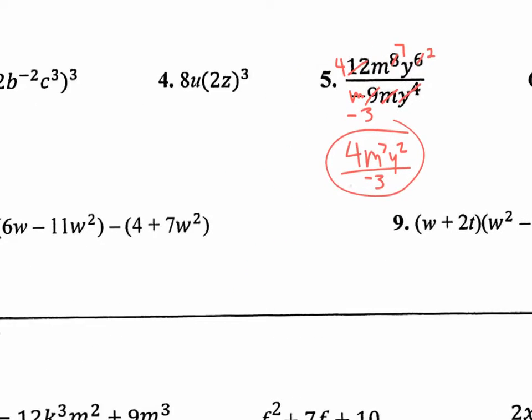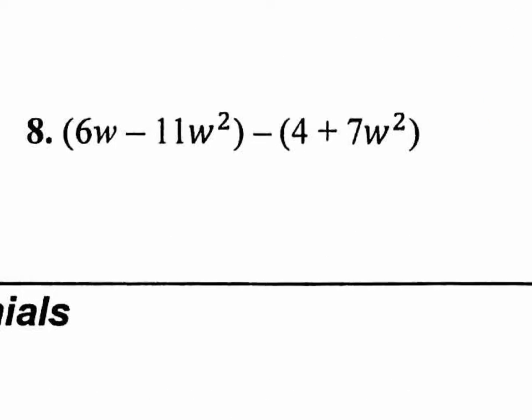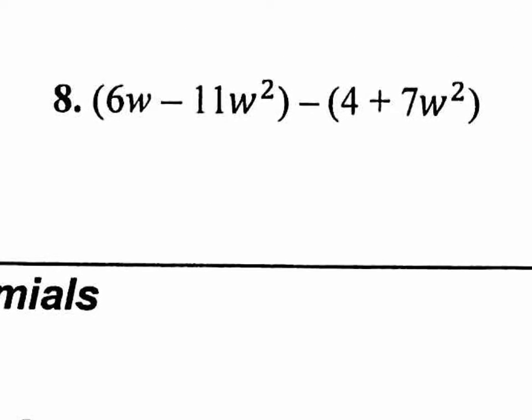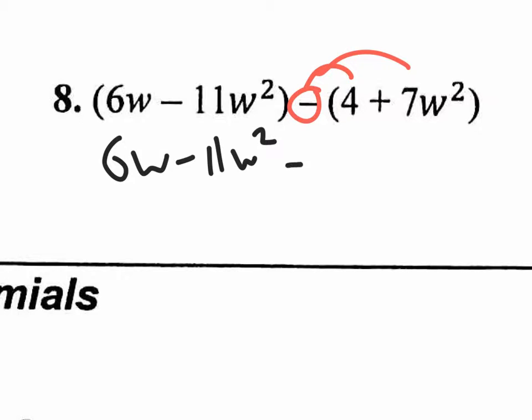I mean, down here, this is ridiculous, right? You're just combining like terms. Well, I guess technically you need to distribute that minus sign first, and then you'll have 6w minus 11w squared minus 4 minus 7w squared. So it's just combining like terms.